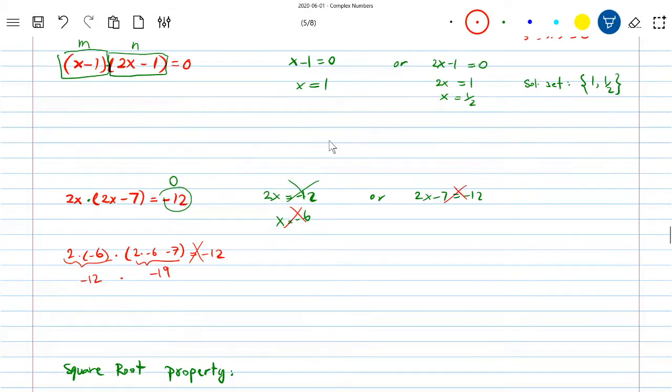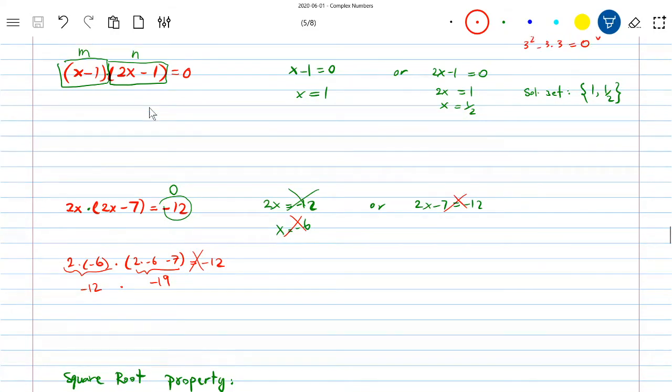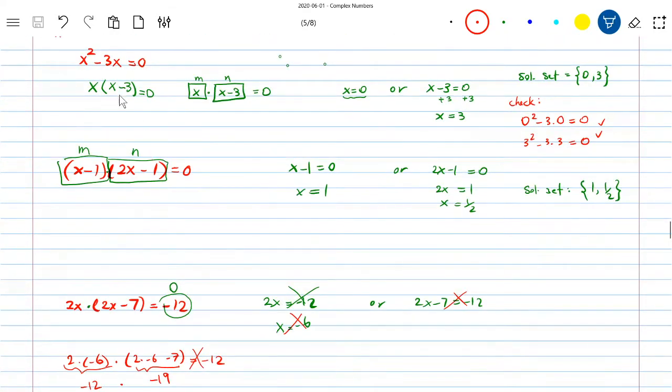Okay, you can only use the zero product property if you have a 0 on one side of the equality. There would be one way to solve this equation that we're going to discuss later on, but for the moment, we're going to only discuss the equations that you can factor in this form.